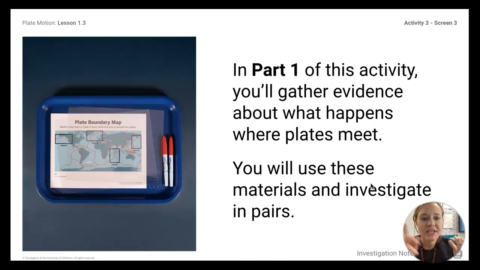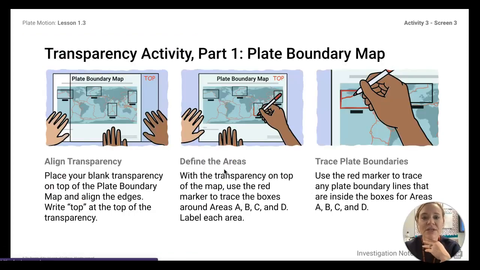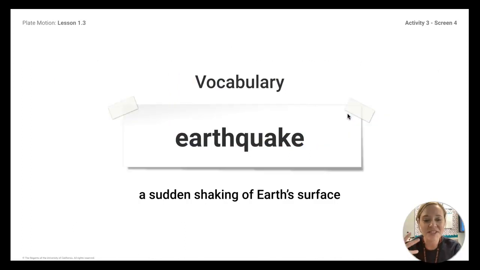So you will need these clear pieces of paper, and then you will need one of the plate boundary maps, and you will also need a red marker. So you're going to take your red marker and trace around these plate boundary lines, and then trace around these boxes, and then in part 2 of this activity, you will look for some earthquakes.